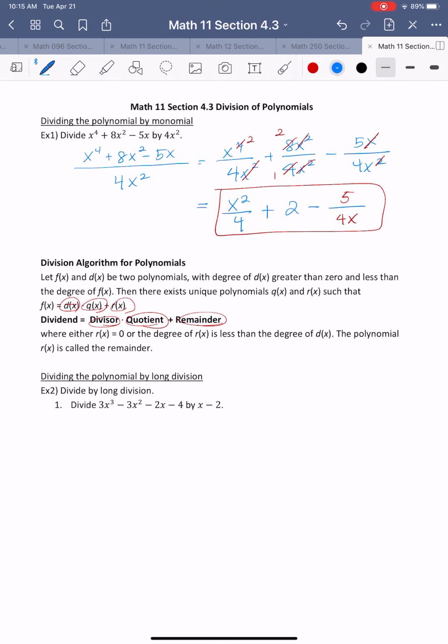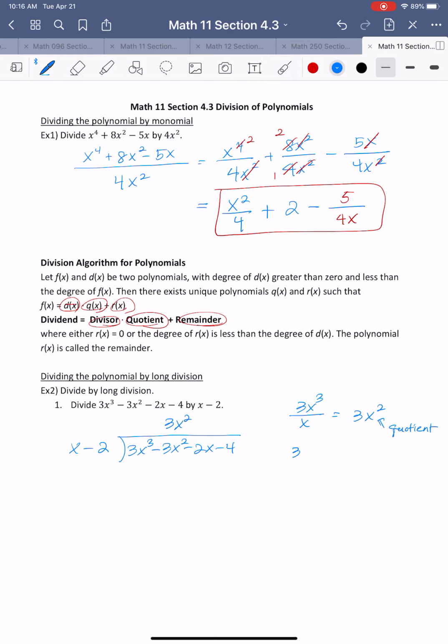In order to do that, we use this: 3x cubed minus 3x squared minus 2x minus 4 divided by x minus 2. As in long division, you need to divide 3x cubed by x. You pull out the 3x cubed and divide by x, which means you get 3x squared. So this is the quotient. The quotient is always on top of the line, so I put the 3x squared here.